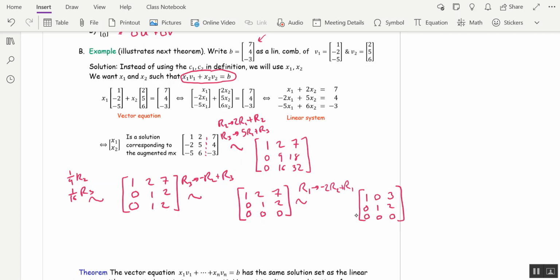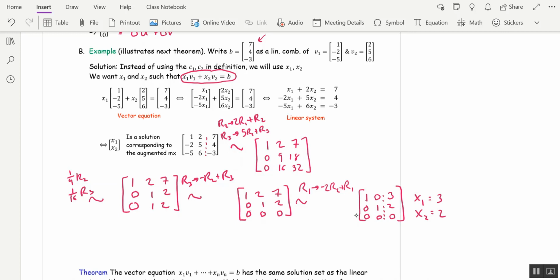Okay, the last line doesn't give us anything. It just says 0 equals 0. But starting at the bottom, remember you always start at the bottom. So there's two variables because there's two columns and then the augmented column. Starting at the bottom, x2 is 2. And then I go up, x1 is not free, it's 3. So my solution is x1 equals 3, x2 equals 2.